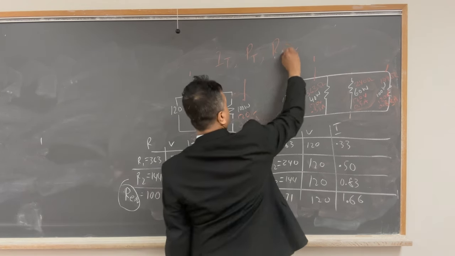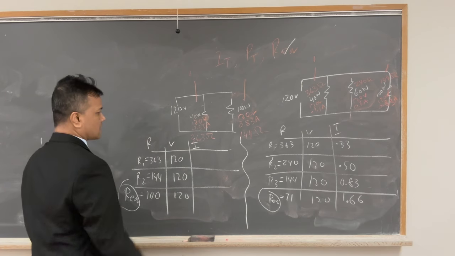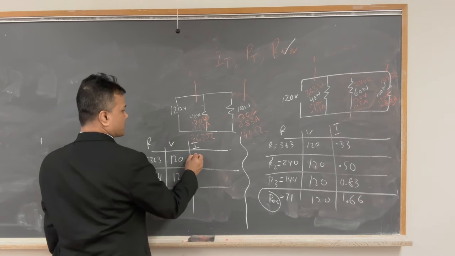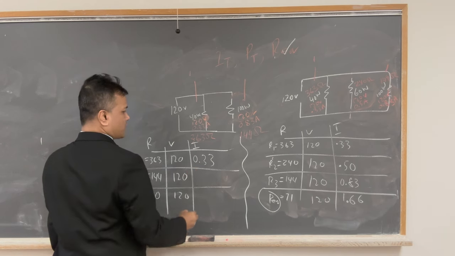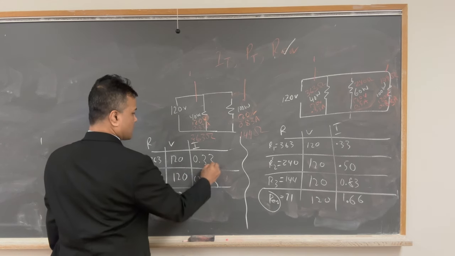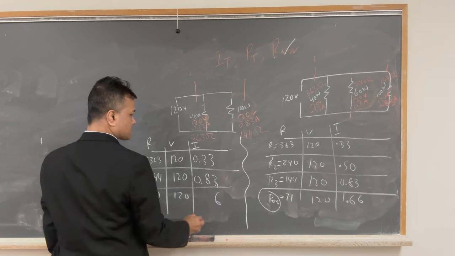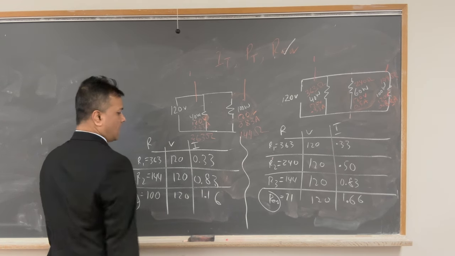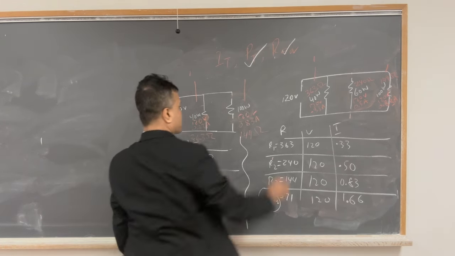Check. Total current 0.33, 0.83, 36. All right, so this is not the same.